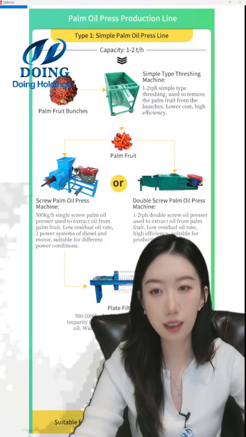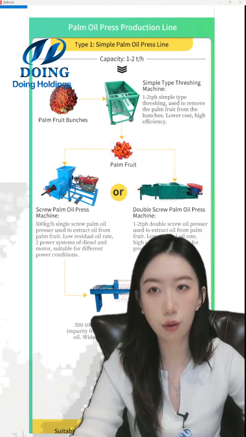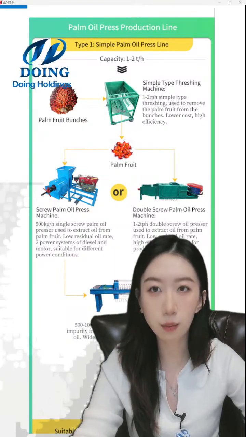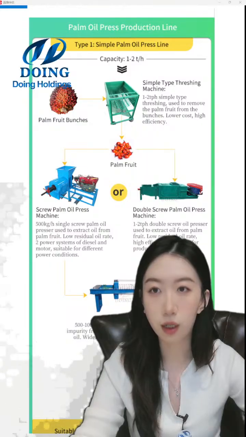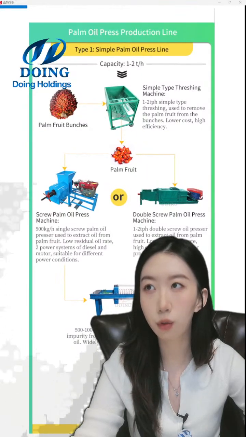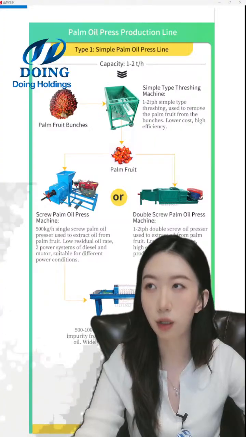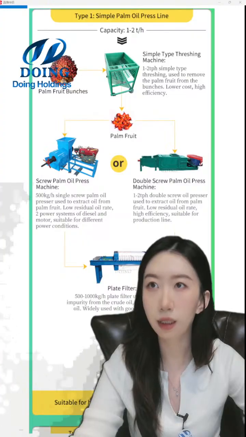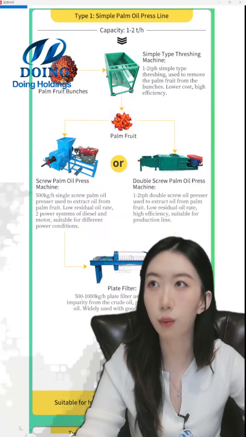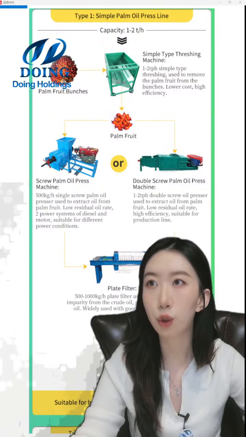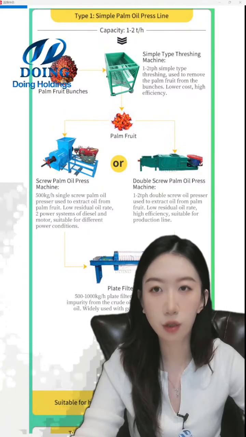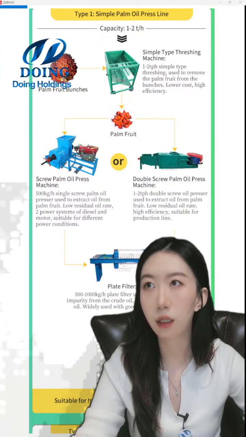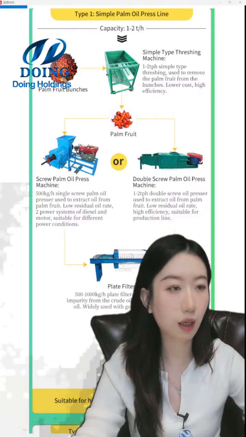Okay, next, let's see the different scales of palm oil production line. The first type is the single palm oil production line. It includes 3 machines. The first is a thresher. Its capacity is 1 to 2 tons per hour, and it is used to remove the palm fruit from the palm fruit bunches. It is lower cost and gives you high efficiency.